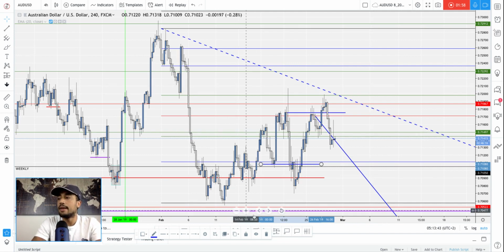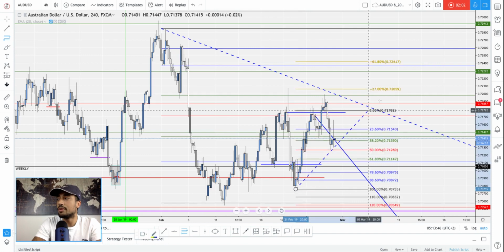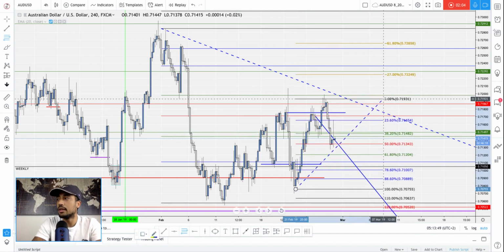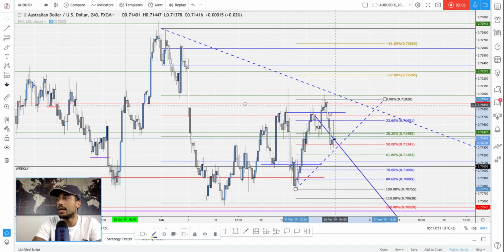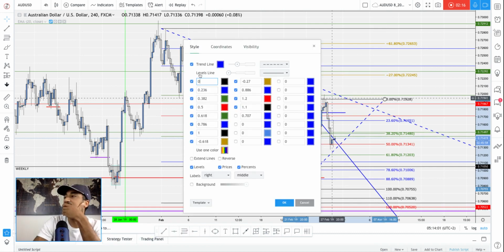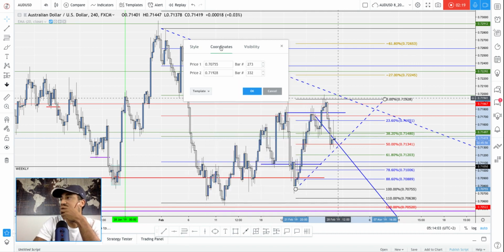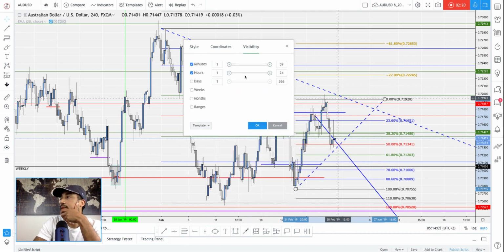Okay, now what I want to do is pull out my fibs just to see where price is currently. And what I see is the fact that price has got into this 50% area. Cool, right? If anything, I'll go ahead and just keep that on there. Visibility, let's make this less than 4 hours. No, we'll keep this on the 4-hour chart.